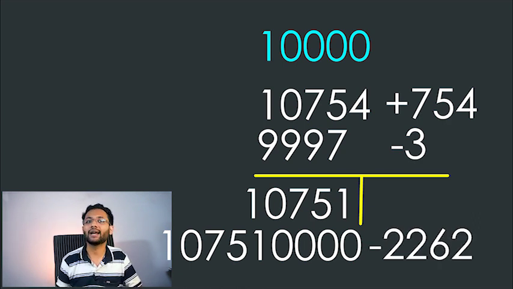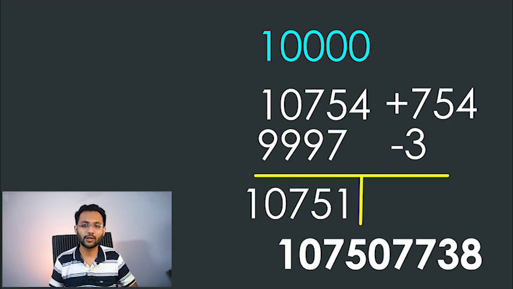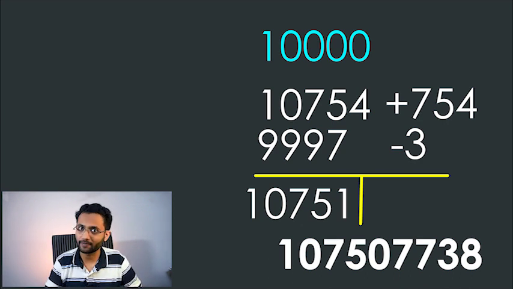So 10,751 multiplied by 10,000 minus 2,262 is 107,507,738. So this is the answer. This problem was a bit difficult to do, but remember, practice is the key. Practice enough and it becomes easy. There are very few occasions where you really have to multiply the numbers near to the base. But this method is really useful when you have to find squares which are near the base number.